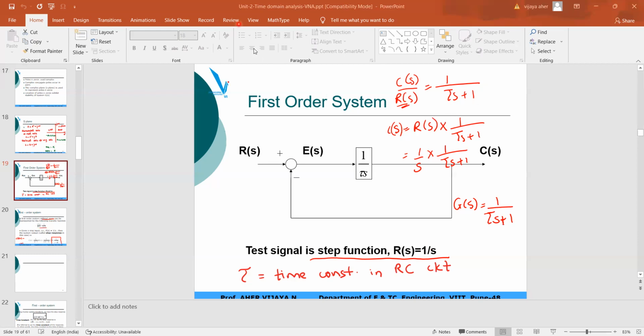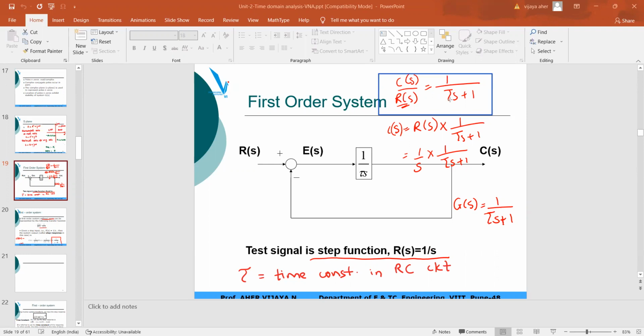So students, please write the transfer function equation for first order system. So this is the transfer function equation for first order system. Transfer function G of S is equal to, in a closed loop system, C of S divided by R of S is equal to... So always we are going to start from this equation for first order system. So the transfer function for first order system is equal to 1 divided by tau into s plus 1. What is this tau? Tau is nothing but the time constant in an RC circuit. That you have to remember.